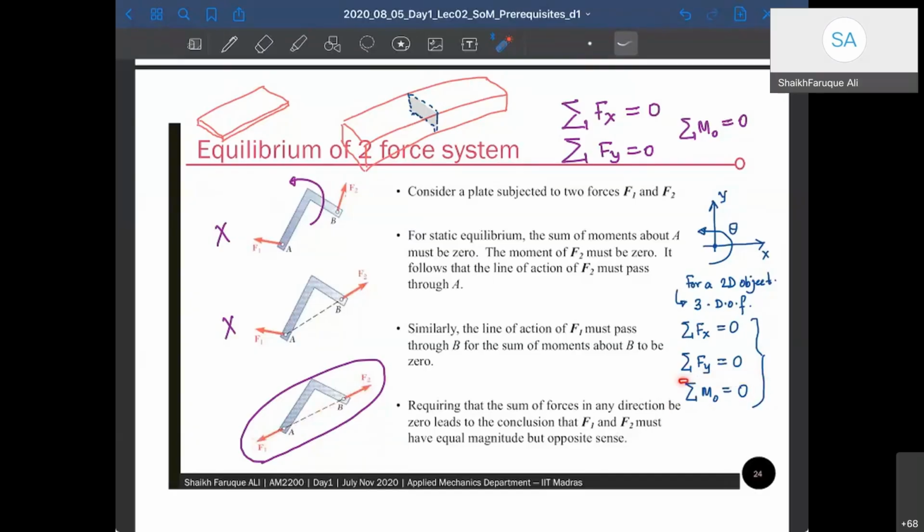And if it has to satisfy the moment equal to zero condition, then they cannot be in different directions. They have to be along the same line and equal and opposite. Okay, that's for two force members.